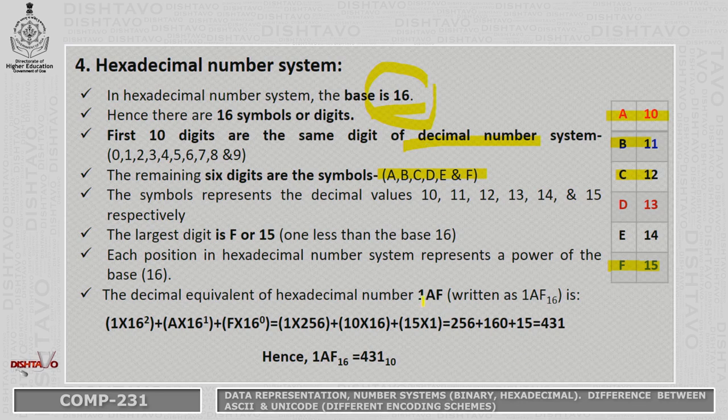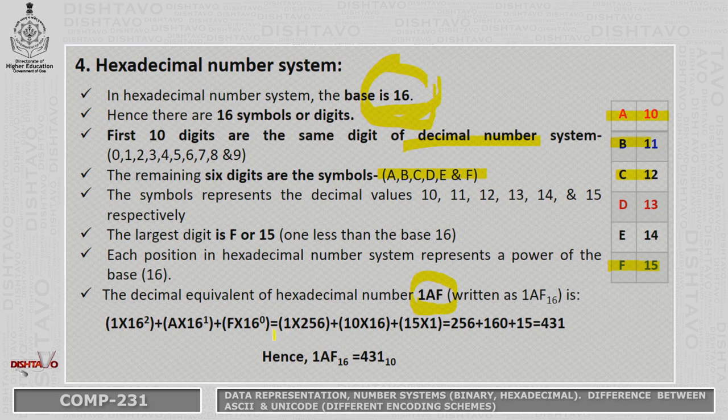I am taking one example. I have this code 1AF. I have to convert it into decimal. How is the procedure given here? 1 into, as there are 3 digits, no? So we have to take the second power here. 16 is the base. So 1 into 16 raised to 2 plus A into 16 raised to 1 plus F into 16 raised to 0, as F is at the first position.